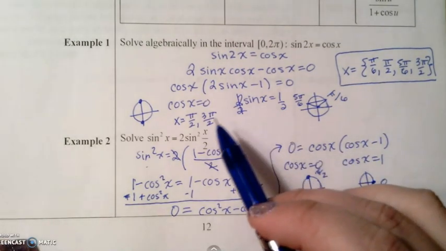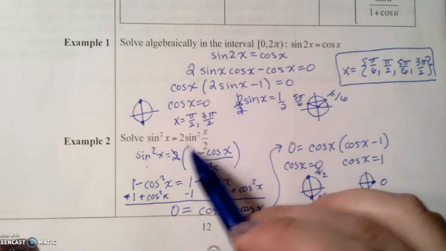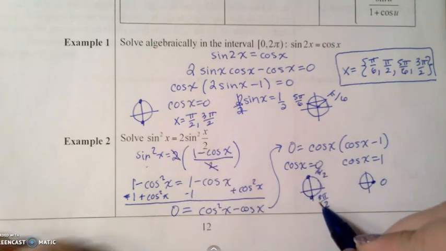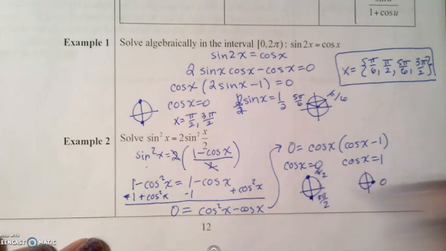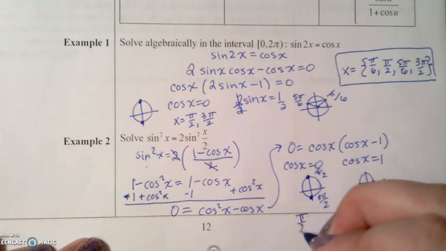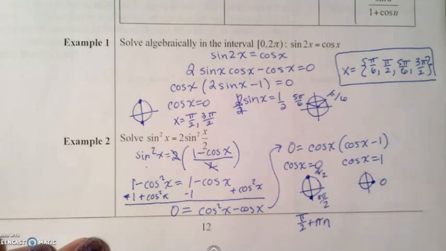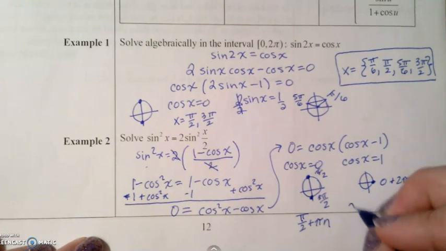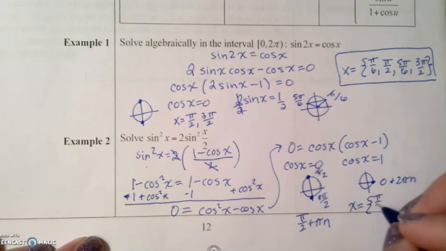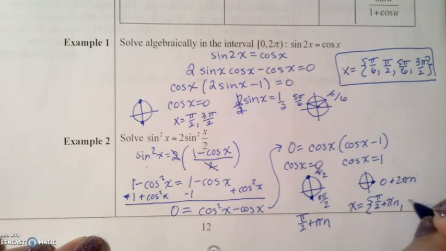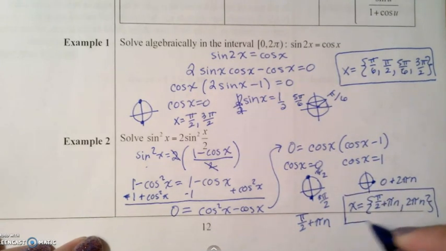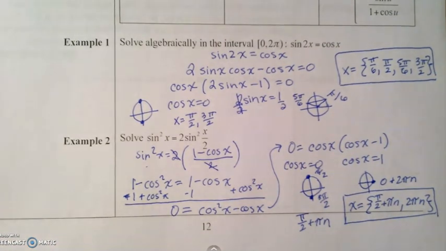And then all of these, I'm looking for all of the angles, not just on an interval, so I want to write these as their coterminal angles. Well, because these are half of a rotation apart, I know I can write this as pi over 2 plus pi n. And this I can say plus 2 pi n. So I have that x equals the set of pi over 2 plus pi n, comma, 2 pi n. Simplifying 0 plus 2 pi n is just 2 pi n. There we go.